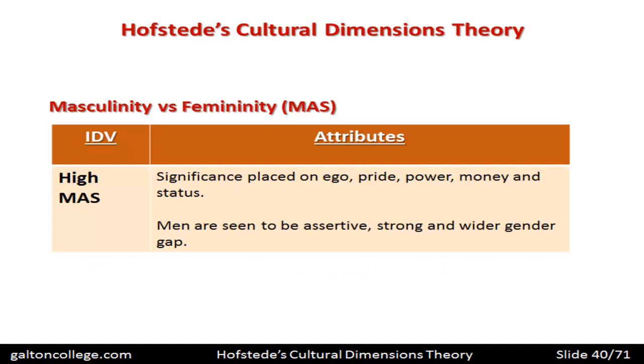Now, for a high index here, well, significance placed on the ego, pride, power, money, status. This is the masculinity index. This is high masculinity. Men are seen to be assertive, strong, and there's a wider gender gap. They see themselves as almost hunter-gatherers. They're the ones who are going to save the world. So they're much more interested in their own ego, their pride, power, money, status.